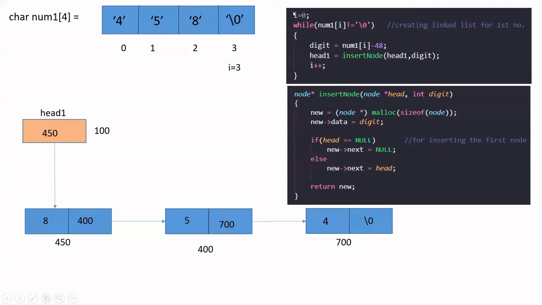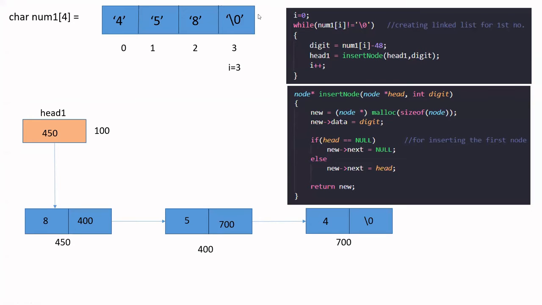We are taking I equals 0, and we are taking a while loop. While num of I not equals null, it will run till we reach the end of the string. We can say it is a character array. Inside the linked list, for each node, our data field is of type int. So we need to convert this character into an integer.